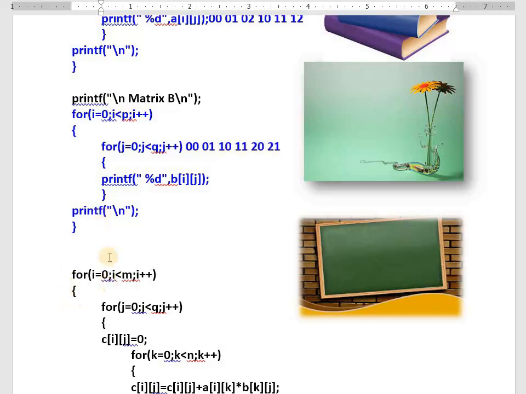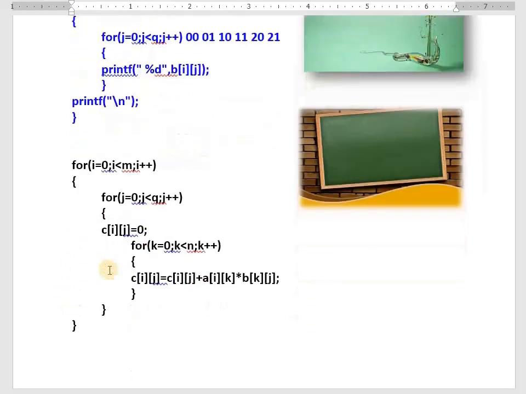We printed. Next very important code is this, because of which multiplication takes place. What is the order of the resultant matrix? Just now I told you. M rows will be there in the resultant matrix. Q columns will be there in the resultant matrix. That's why i less than m, j less than q. This is the code for multiplication of corresponding elements.